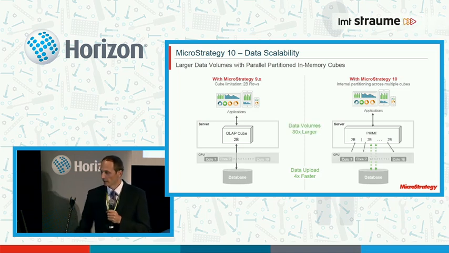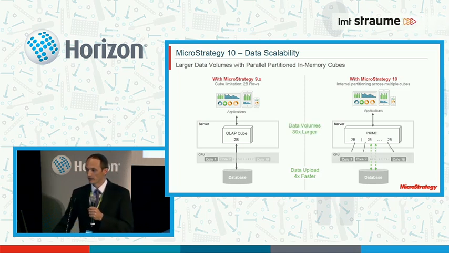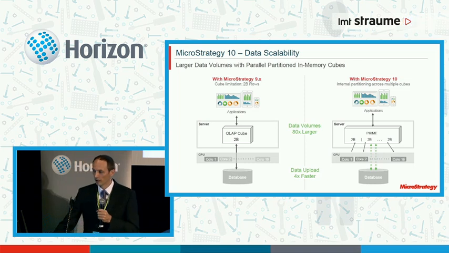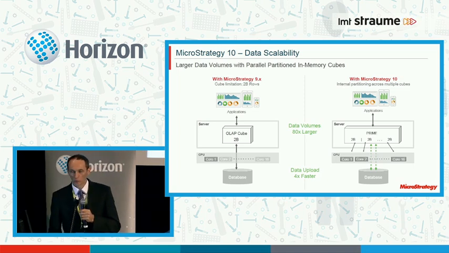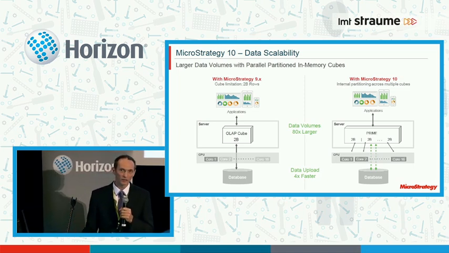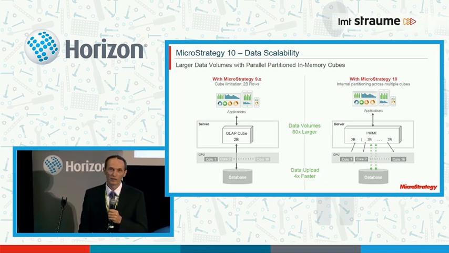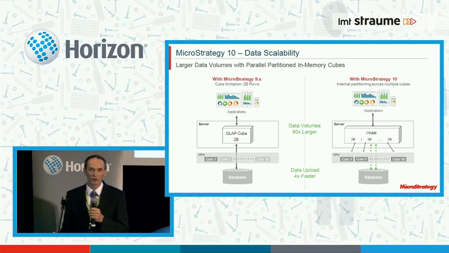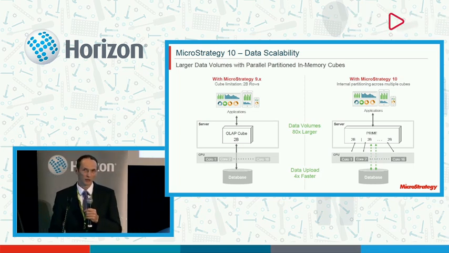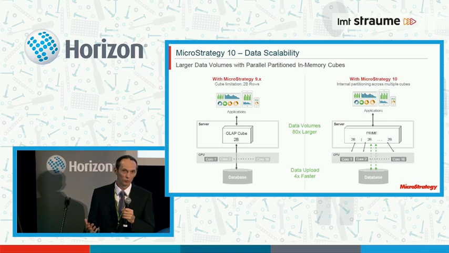Another thing is that you can use this internal partitioning across multiple cubes. So you might remember that in MicroStrategy 9 there was this OLAP cube, which is fantastic. It's very fast. You can load the data there, and you can have access to it very fast. But it has some limitations. The one limitation is the 2 billion rows limitation. It's quite a lot, especially when we are talking about in-memory data, which is usually already aggregated a bit.